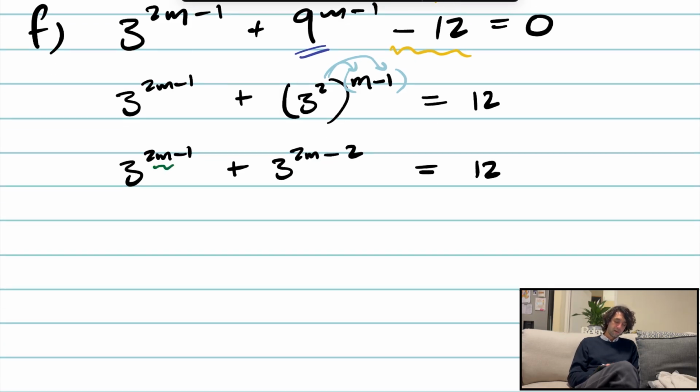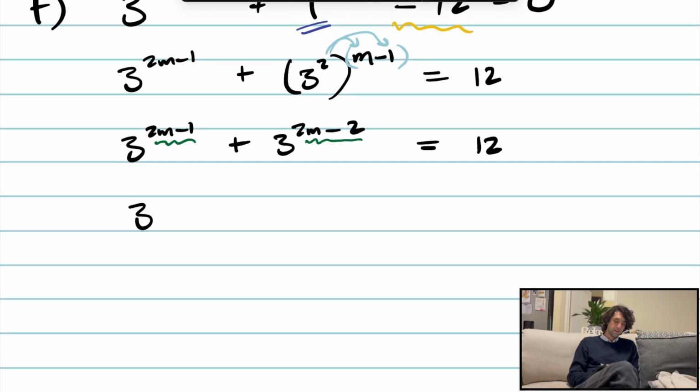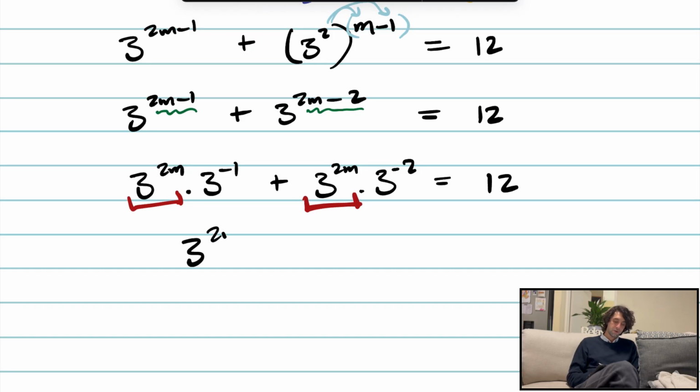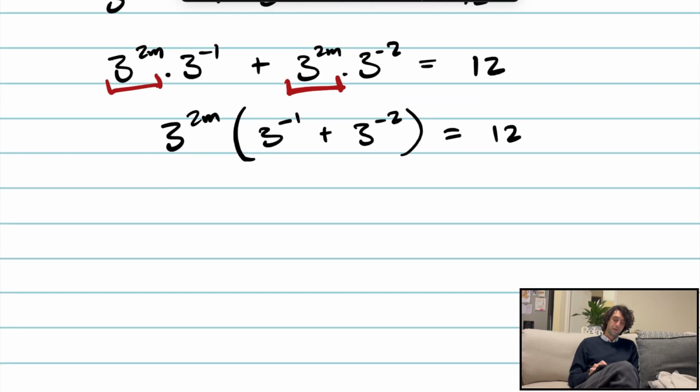Now I'm going to do a split. So I'm going to split these apart. I get 3 to the power of 2m multiplied by 3 to the power of negative 1 plus 3 to the power of 2m multiplied by 3 to the power of negative 2, which equals 12. Is there a common factor I can take out? Yes, there is. So I'm going to take out my 3 to the power of 2m. What I end up with is 3 to the power of negative 1 plus 3 to the power of negative 2, which equals 12.